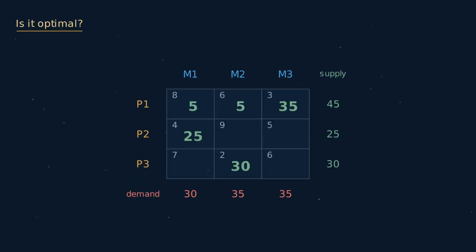335 looks good. But looking good is not proof. We need a test that either finds something cheaper or certifies that nothing cheaper exists. That test is beautifully simple. Give every row a number U, and every column a number V. Think of them as a price for leaving a plant and a price for arriving at a market. Demand that on every filled cell, those 2 numbers add up exactly to that cell's real cost.